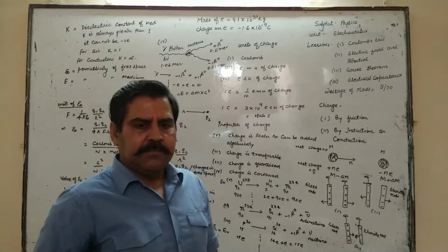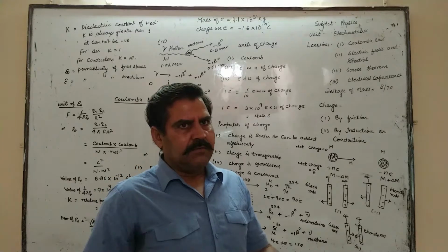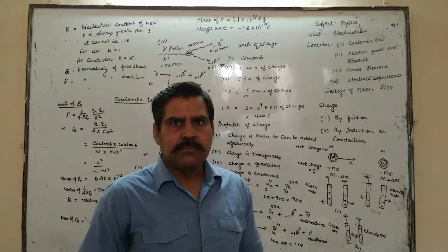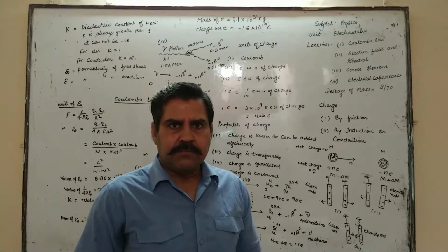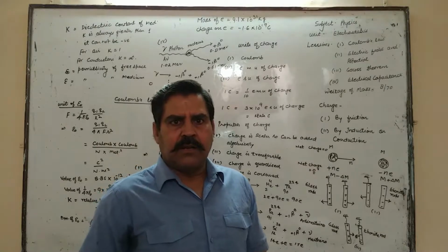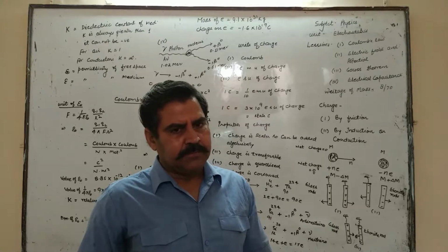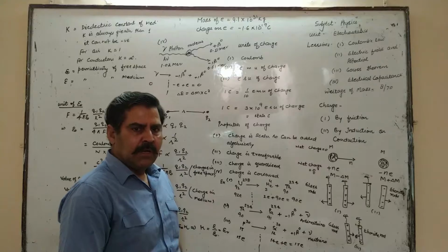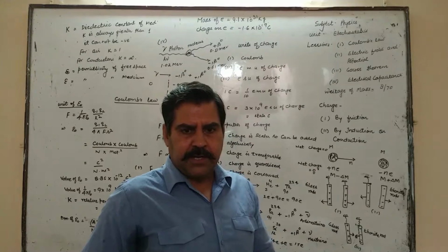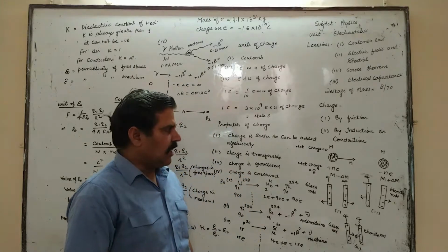Experimentally, it is observed that there are certain pairs like glass rod and silk, ebonite and flannel, comb and dry hair. These are the pairs which, when rubbed together, develop the property of attracting light bodies. The cause due to which this property of attracting light objects like pieces of paper is developed is called charge.